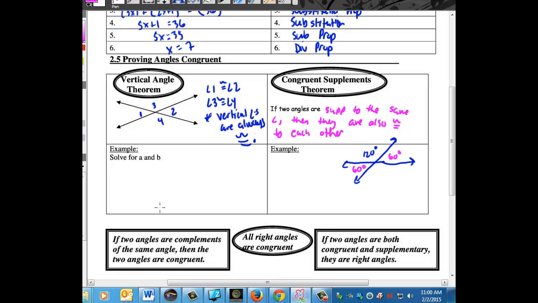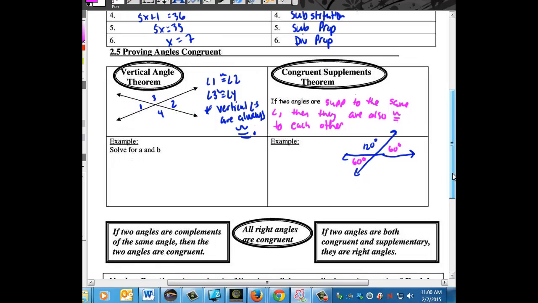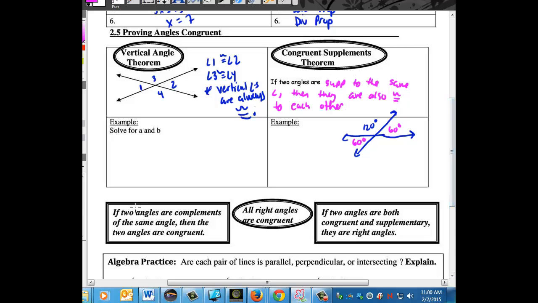Alright, next we have if two angles are complements of the same angle, then the two angles are each congruent. So let's make this drawing. We'll draw a 90-degree angle. We'll put it off. Let's also draw a second 90-degree angle within the first 90-degree angle. And we'll put a box here as well.